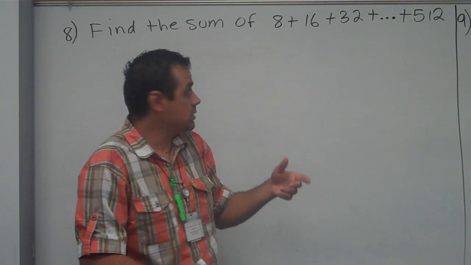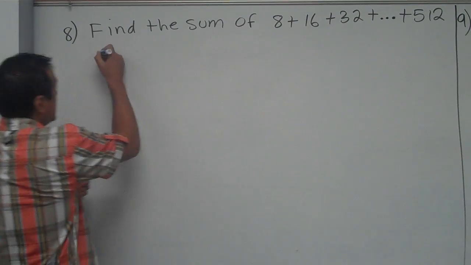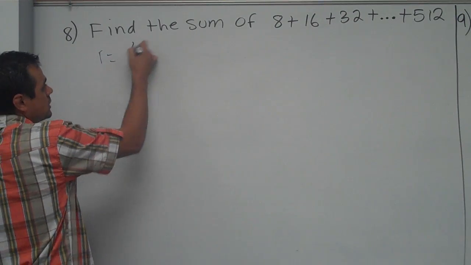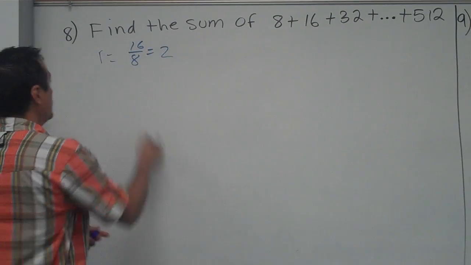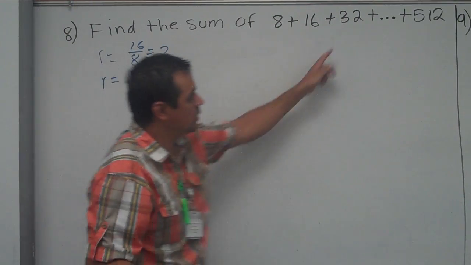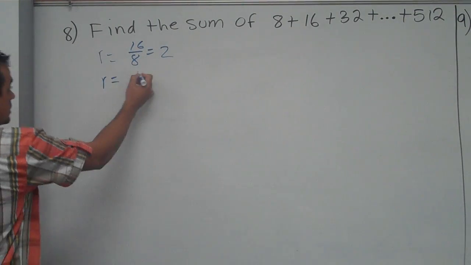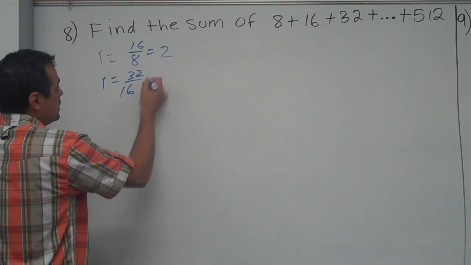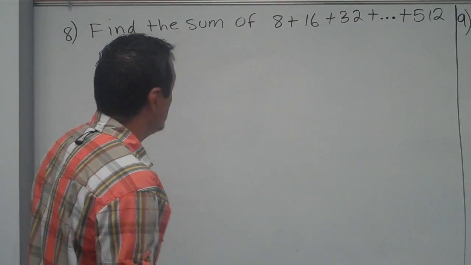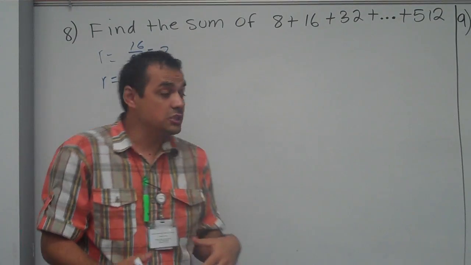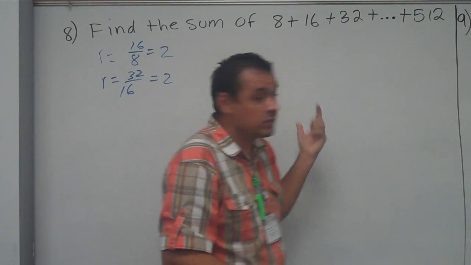Now we have to check whether it might be geometric. So we're looking for r. 16 divided by 8 is 2. And let's check the third and the second just to make sure: 32 divided by 16 gives you 2. Oh, cool. So that means this must be a geometric sequence, and it's not just any geometric sequence, it's a finite geometric sequence. And we want to know the sum.